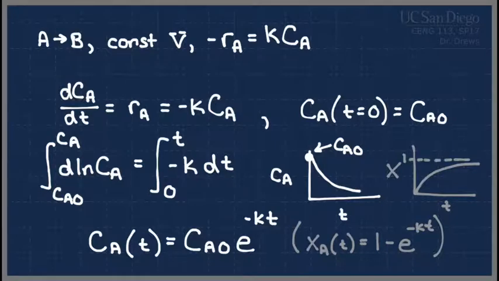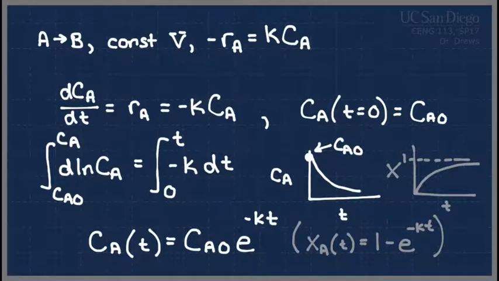It's the equivalent of saying CA is capped at a minimum of 0, right? We can't have a negative concentration. But for whatever reason, that tends to be a more convenient method. That's about as easy as it gets for this particular one.